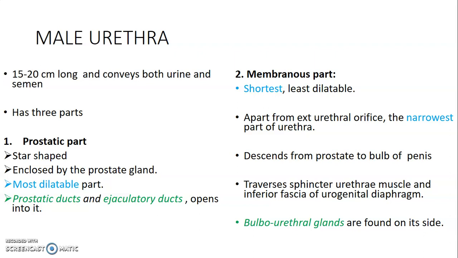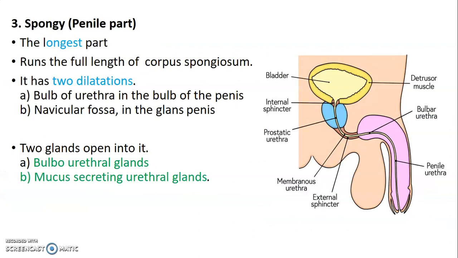Then we have the membranous part that is the shortest and least dilatable. It's the narrowest part of the urethra apart from the external urethral orifice. It descends from the prostate to the bulb of the penis and traverses the sphincter urethrae muscle and inferior fascia of the urogenital diaphragm. And then we have the bulbourethral glands that are found beside the membranous part of the urethra.